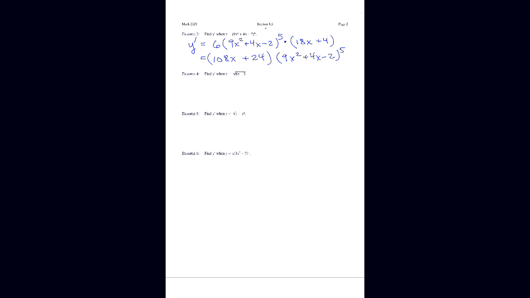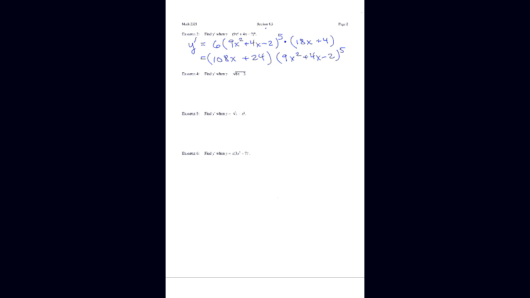Let's look at example 4. Find the derivative of y equals the square root of 8x minus 3. So we think about what the overall function is, the outer function. It's the square root function. And then how do we find the derivative of a square root function? Yeah, it's 1 over 2 square roots of x.